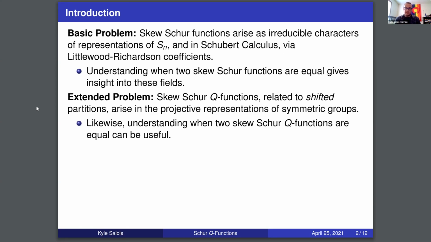So we can extend that problem by looking at this different class of symmetric functions. There's a basis of the ring of symmetric functions called omega, which is generated by the odd degree power sums. And one of the bases for these are the Schur-Q functions, similar to the original Schur functions. And these are related to shifted partitions, and they also arise in representation theory. And so the same problem, how can I understand when two of these are equal if they're indexed by different, say, skew partitions, is a question you might want to ask.